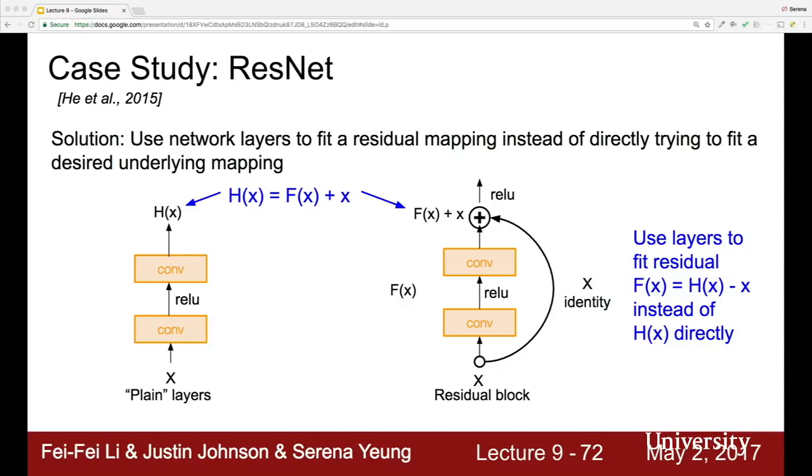Yeah, question. The question is, are these two paths the same dimension? In general, either it's the same dimension, or what they actually do is they have these projections and shortcuts, and they have different ways of padding to make things work out to be the same dimension, depth-wise.